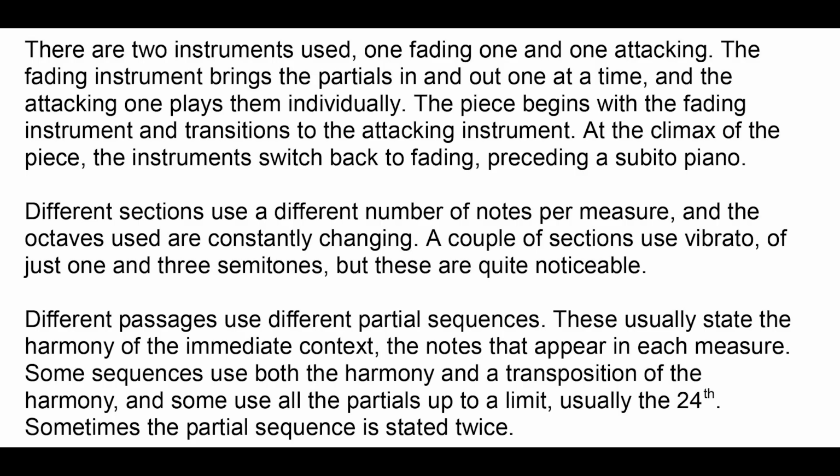A couple of sections use vibrato of just 1 and 3 semitones, but these are quite noticeable. Different passages use different partial sequences. These usually state the harmony of the immediate context, the notes that appear in each measure. Some sequences use both the harmony and a transposition of the harmony, and some use all the partials up to a limit, usually the 24th. Sometimes the partial sequence is stated twice.